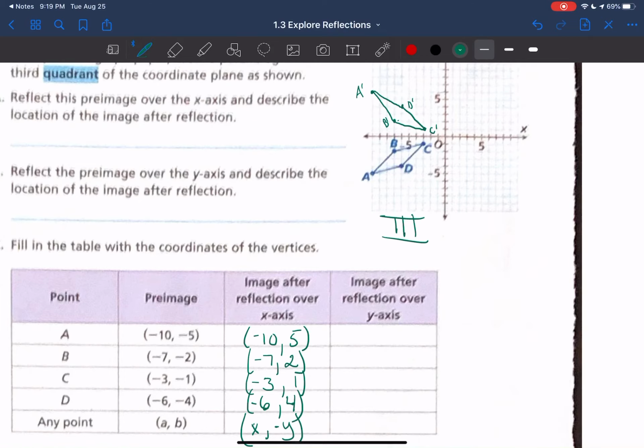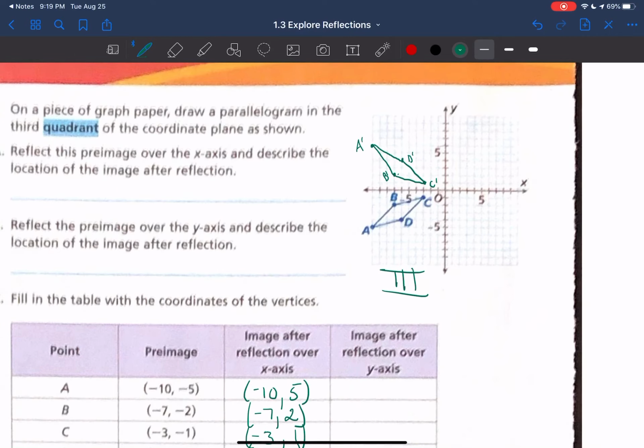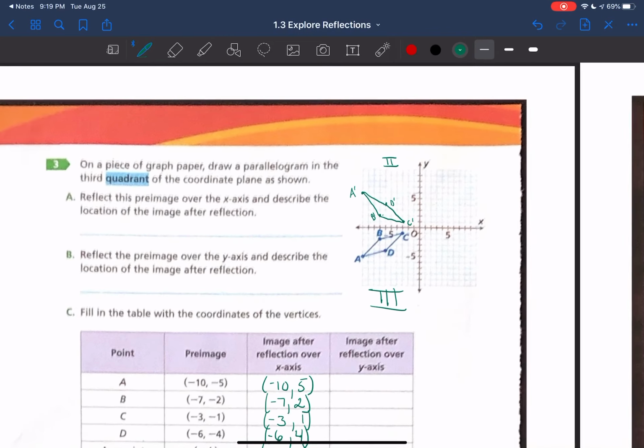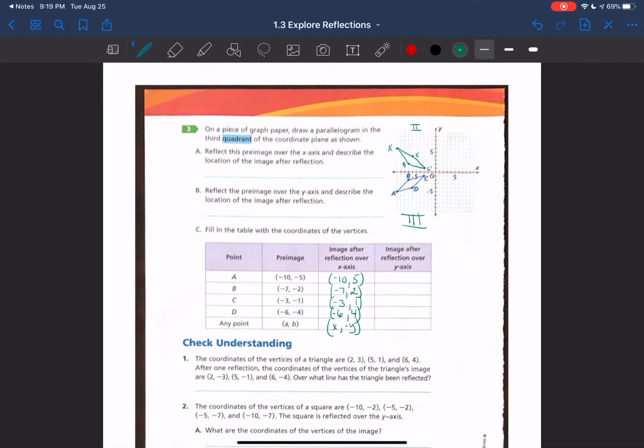And if we notice, we are now located in quadrant 2. All right, we are now located in quadrant 2. So we'll list that for A. The image is positioned in quadrant 2.